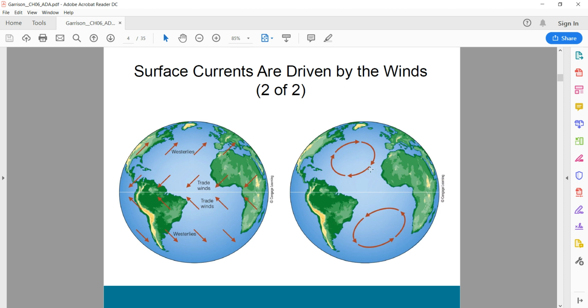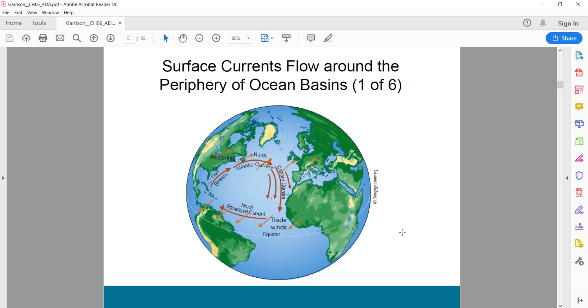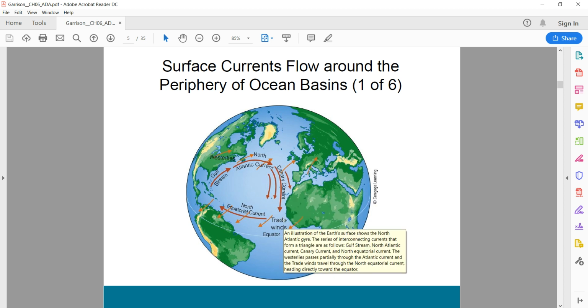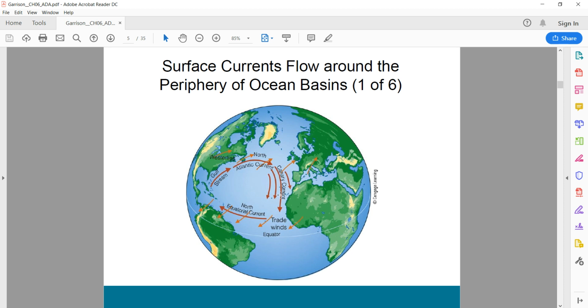So here you can see two gyres. This is your North Atlantic region, this is the South Atlantic region. This is your North Atlantic gyre, and this is your South Atlantic gyre. Now we can look in more detail at the North Atlantic gyre. You have multiple different currents here. On the eastern side, near the northwestern peak of the African continent, you have the Canary current.